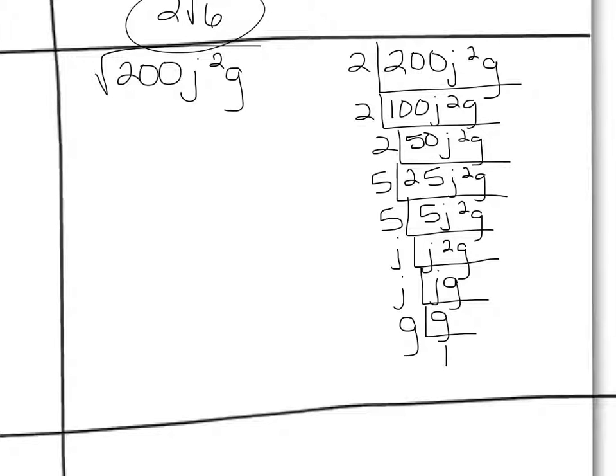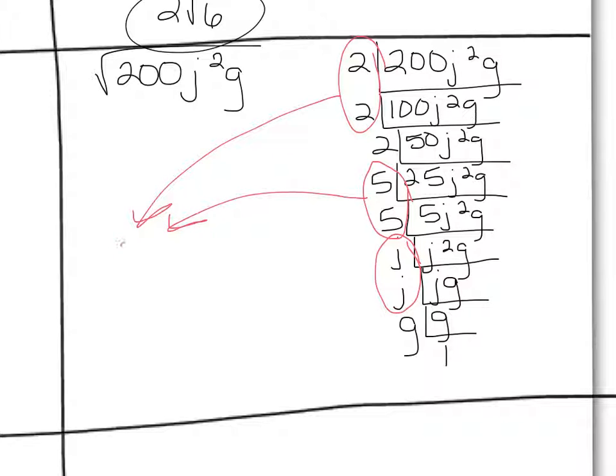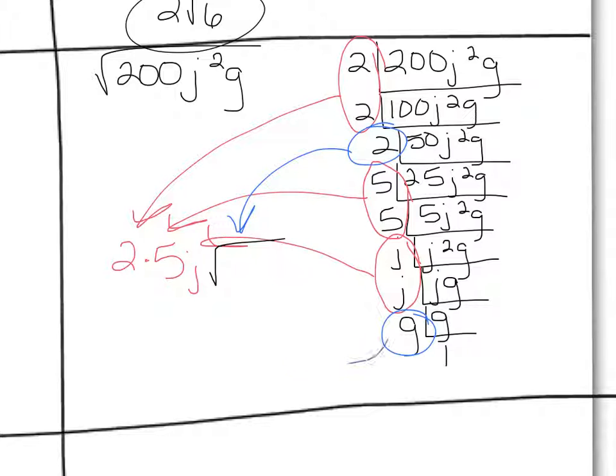Okay, we're going to do the exact same thing. We are only circling pairs. So I have a pair of 2's, a pair of 5's, and a pair of j's. Each one of these gives me a 2, a 5, and a j on the outside of my radical. On the inside, I'm going to put anything that's left over, which means a 2 and a g. So my simplified square root should be 10j square roots of 2g.